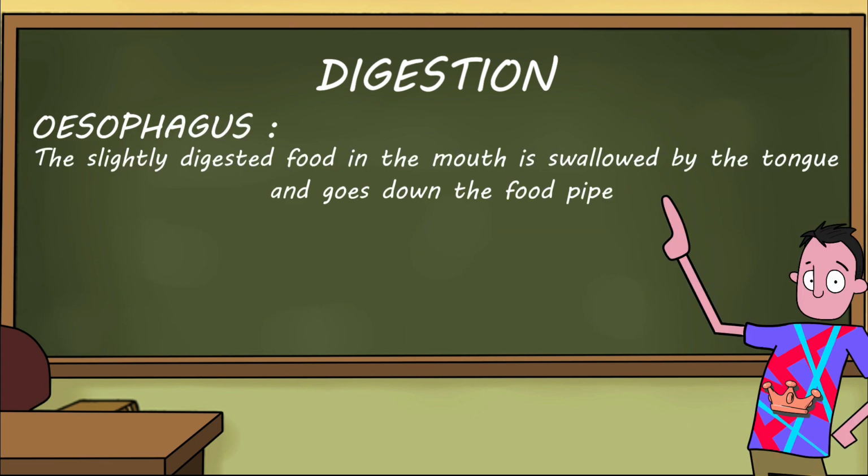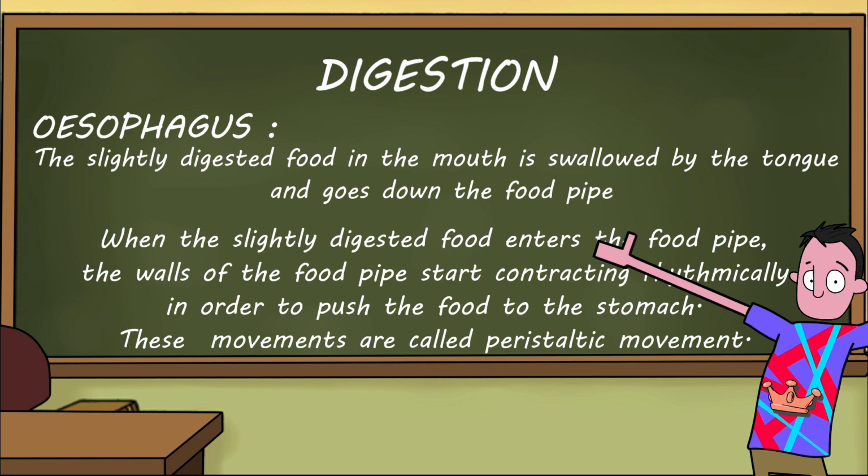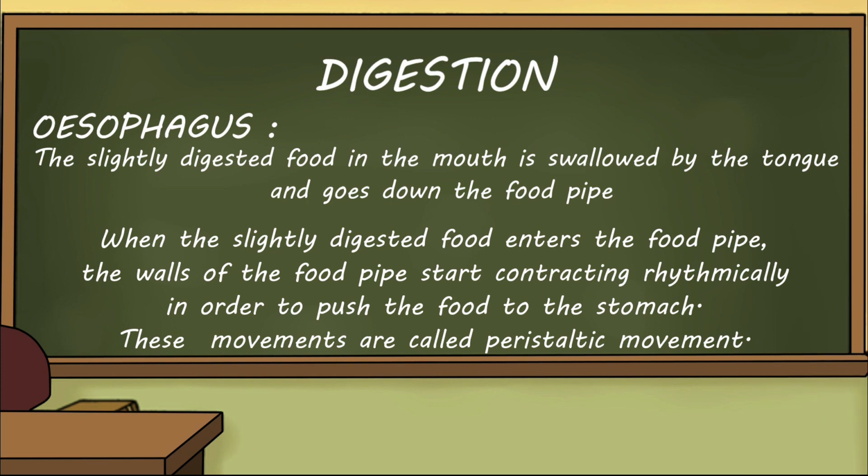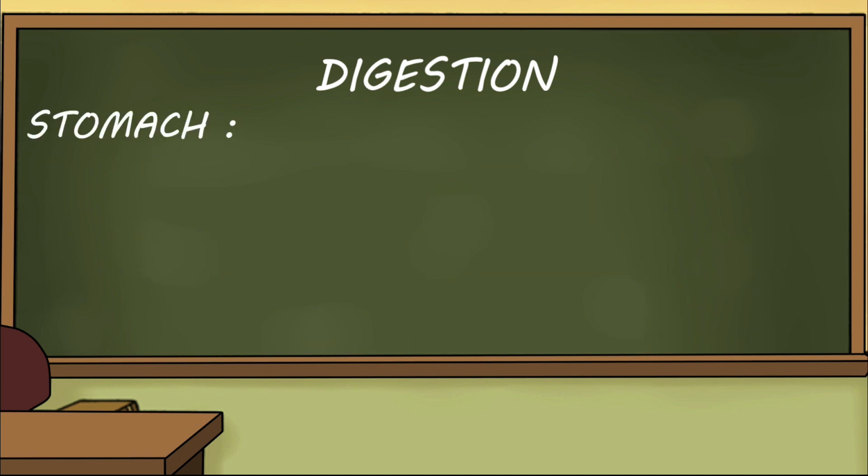Esophagus. The slightly digested food in the mouth is swallowed by the tongue and goes down the food pipe called the esophagus. When the slightly digested food enters the food pipe, the walls of the food pipe start contracting rhythmically in order to push the food to the stomach. These movements are called peristaltic movements.